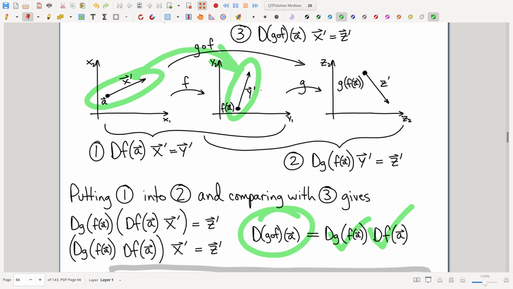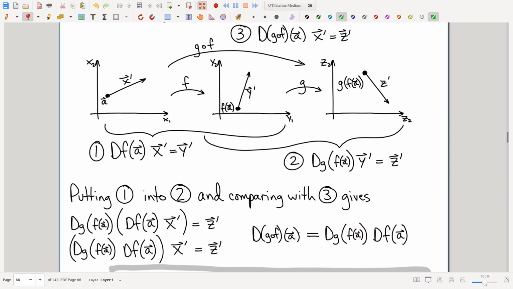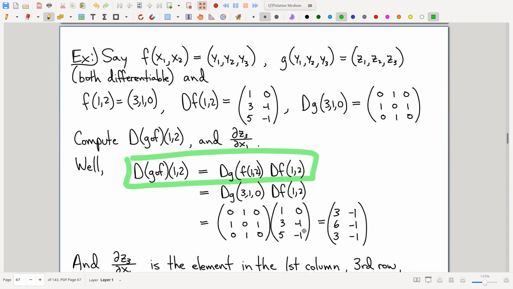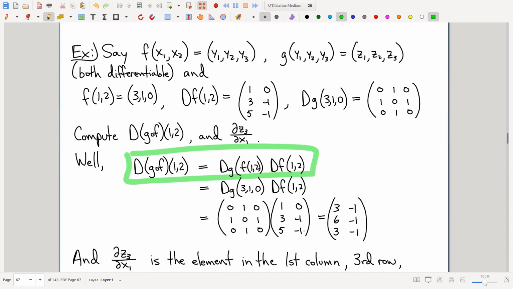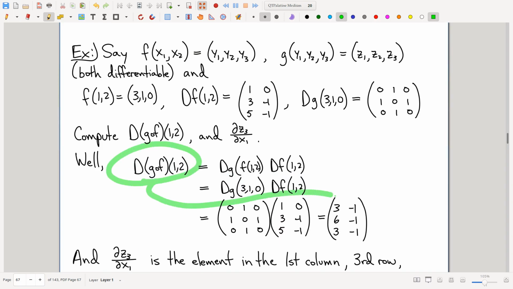So we were back to our example here, and what we did is we applied that last time and computed the derivative matrix for the composition as this. Okay, that was the first part of the question. The first part of the question was to compute that derivative matrix. Second part of the question was to compute this specific partial derivative. And notice this is specifically the partial derivative of Z3.